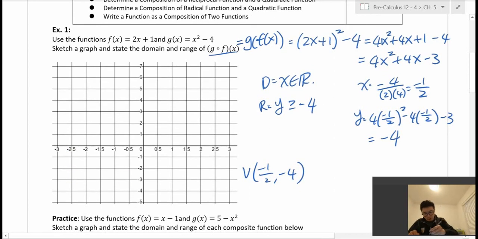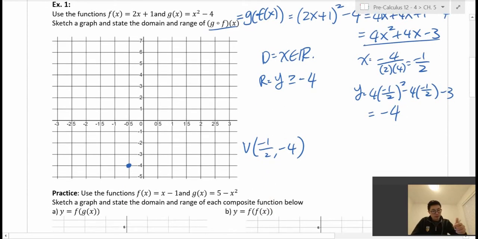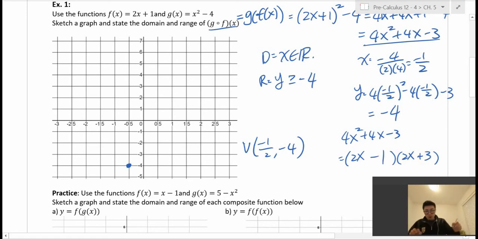So I'm going to plot my vertex first. Here's my vertex. This actually could be factored. Okay, so you can factor this, and if you factor that, you should get 2x plus 3 and minus 1. So your x-intercepts would be 0.5 and negative 1.5. You can also find the y-intercept quite easily by simply plugging 0 into x. Okay, and because this is symmetrical, if you have a point there, you should have a point here. So this is your parabola right here.